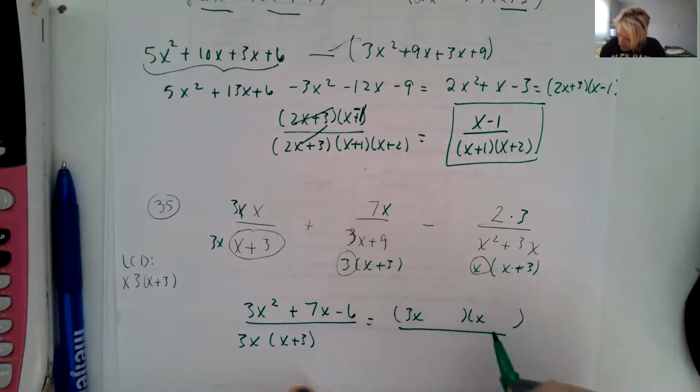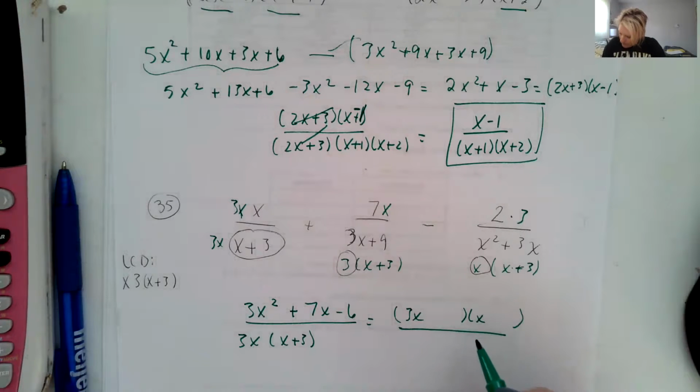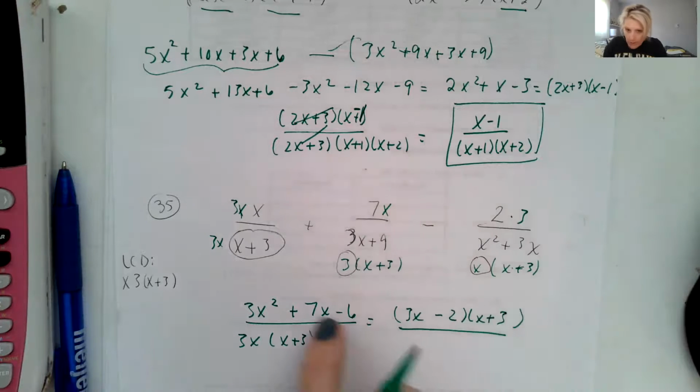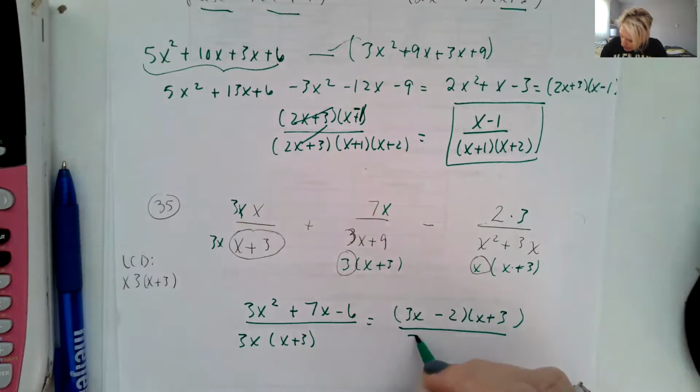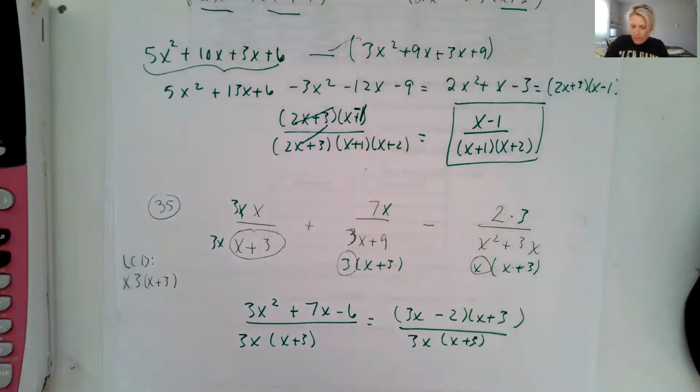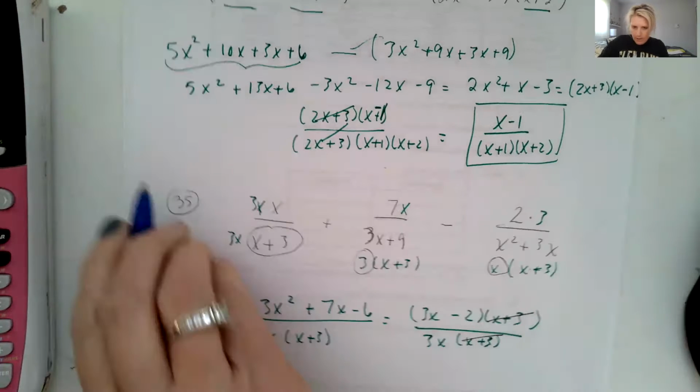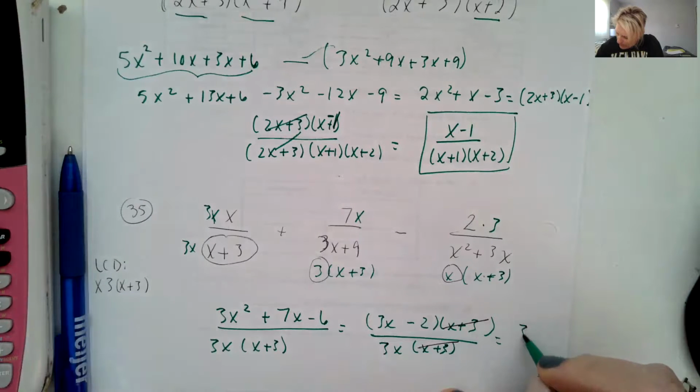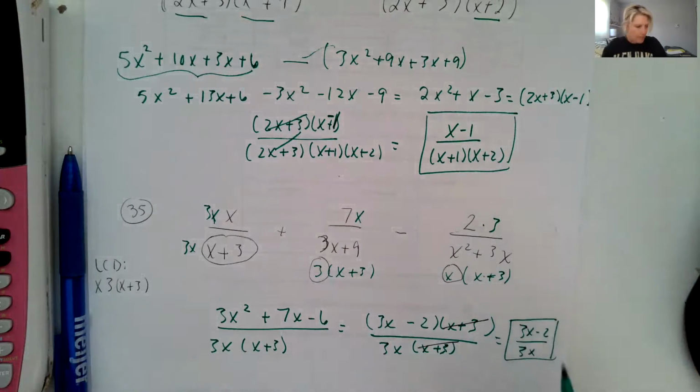Let's see. We need a 7. So we do a 3 here and a 2 here, and make this the positive and the negative. 9 minus 2 is 7. Okay. Over 3 times x plus 3. And the x plus 3's are in common. And this simplifies to 3x minus 2 over 3x. We did it.